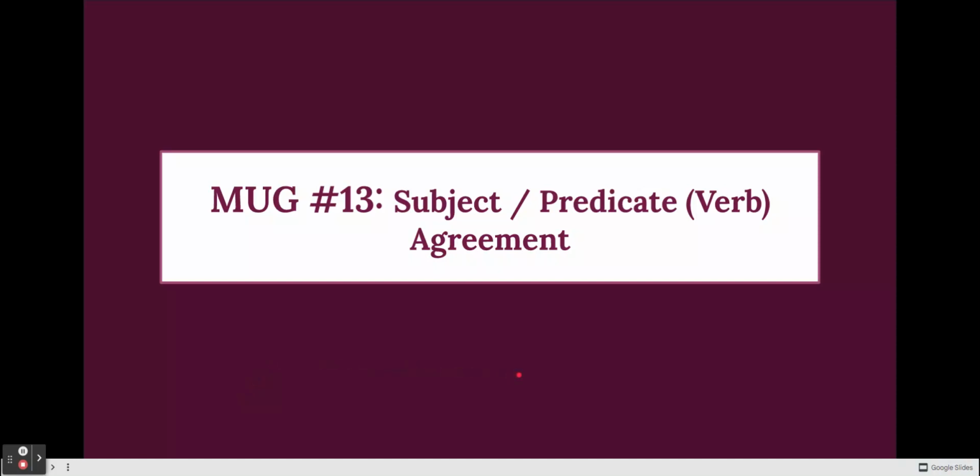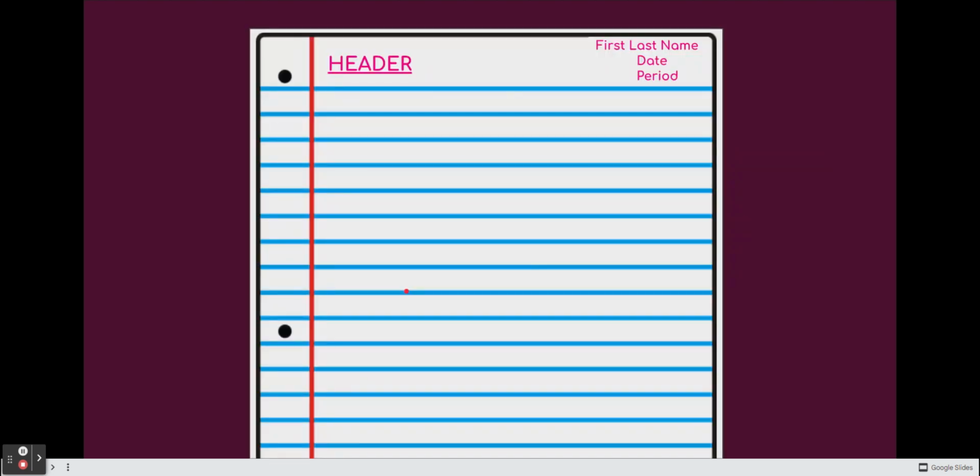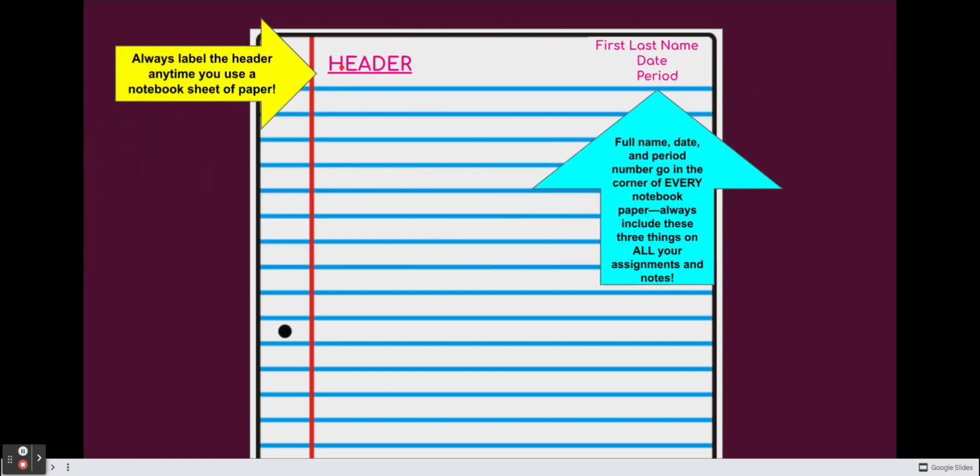You need a fresh sheet of notebook paper. Today we're going to talk about subject-verb agreement. And here we go. Like always, name, date, period in the top right-hand corner. Across the top of our header, we are going to write in the full title of our mug notes, which is Mug 13, subject, predicate, aka verb, agreement.